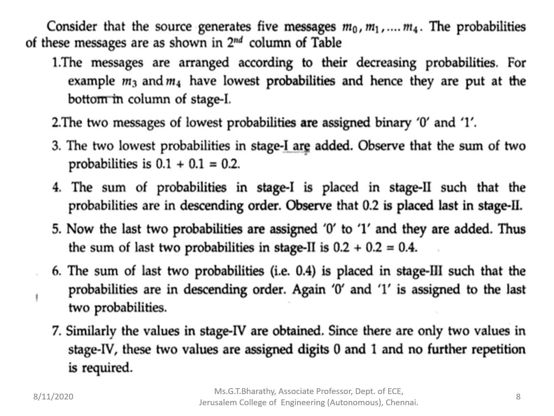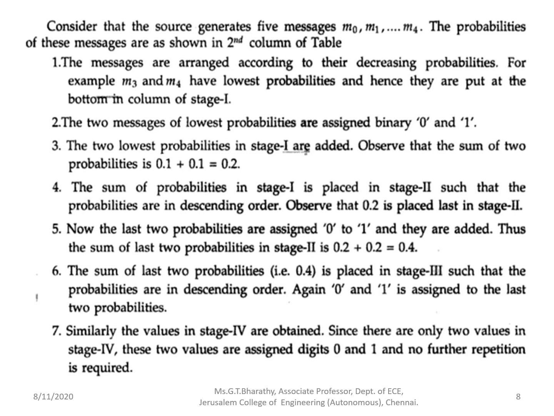The two messages of the lowest probabilities are assigned the binary values 0 and 1. So this is the second step. Third step is the two lowest probabilities in stage 1 are added. Observe that the sum of the two probabilities is 0.2. The sum is placed in stage 2 such that the probabilities are in decreasing order. So 0.2 is placed last in stage 2.